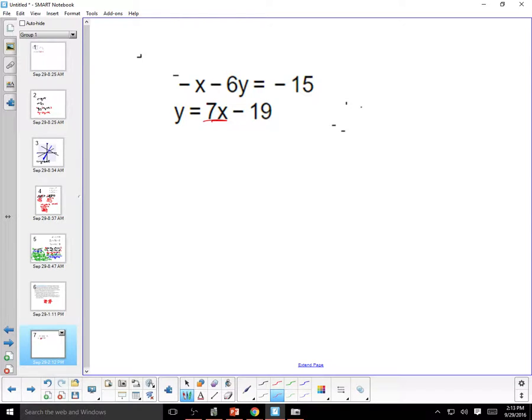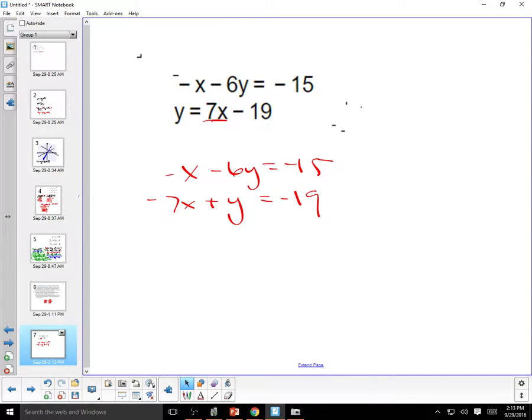I'm gonna have to move this 7x back to the other side, okay? So you got x minus 6y is negative 15, negative 7x plus y is equal to negative 19. What do you want to get rid of, x's or y's? The y's? I heard someone say y's. Okay, so that means I gotta multiply this equation by 6. So that's gonna give me, Are we taking notes today? It's up to you. You can take notes every day.